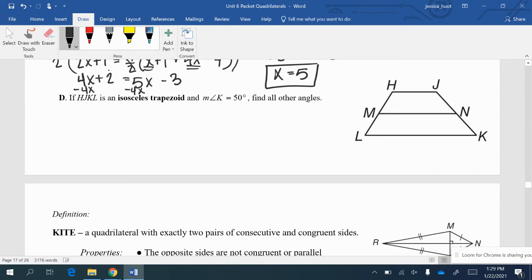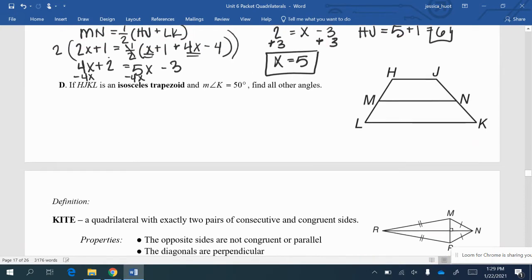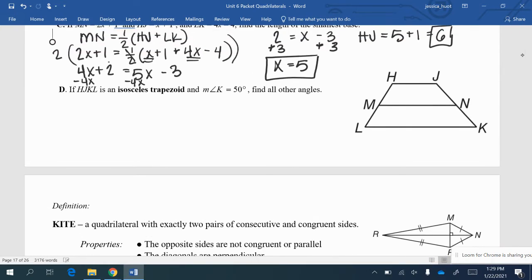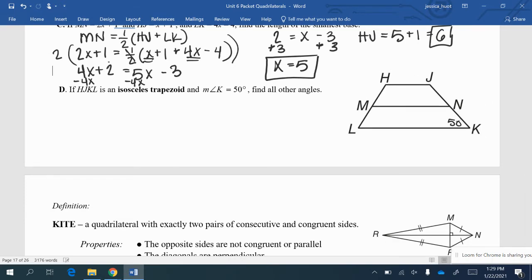All right, in D, if HJKL is an isosceles trapezoid and the measure of angle K right here is 50 degrees, find all other angles. So we know here that our angles, so like K and N, are supplementary. So finding all of my other angles, 180 minus 50 will give me 130. So this angle right here is 130.